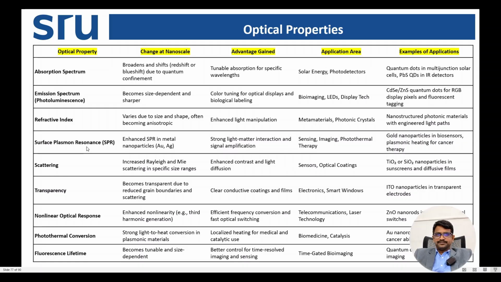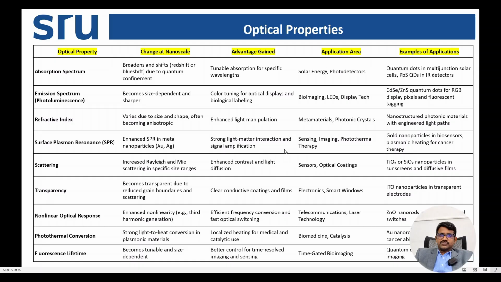Then surface plasmon resonance, SPR. So this surface plasmon resonance is usually observed in metals, like copper, gold, silver. Enhanced SPR in metal nanoparticles. Then, what are the advantages? Strong light-matter interaction and signal amplification.